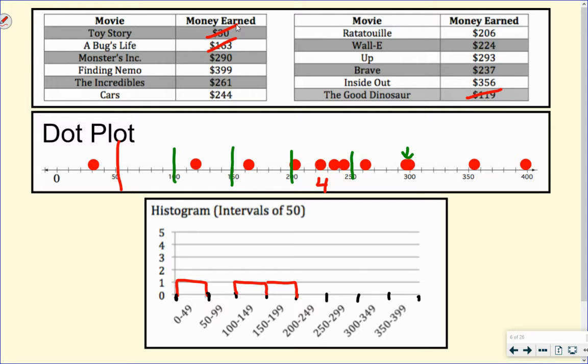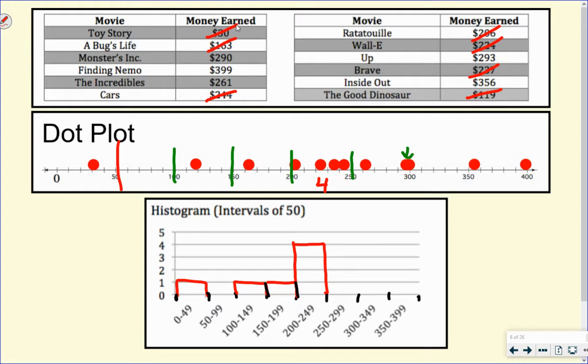Okay, so let's just go make sure at the top between 200 and 249. So there's 1, 2, 3, and 4, which is exactly what I thought it was going to be. Okay, so we're going to go up to 4 and go over. Notice how all of these are touching.